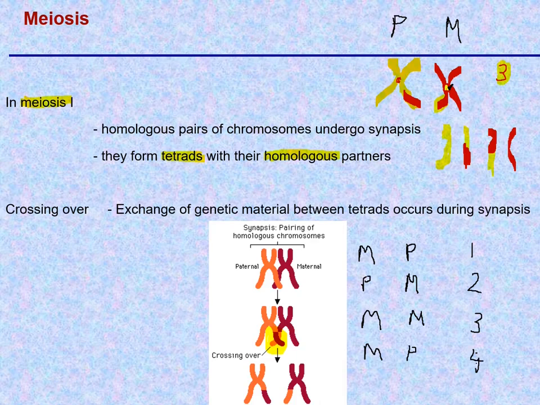Okay, let's move on. So this is two processes for genetic variability that are occurring during this meiotic period, or meiosis.